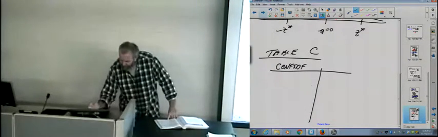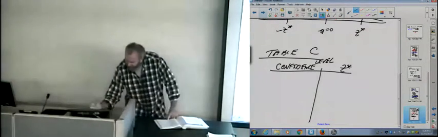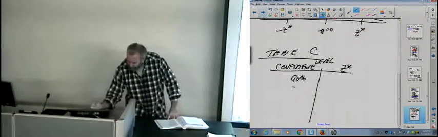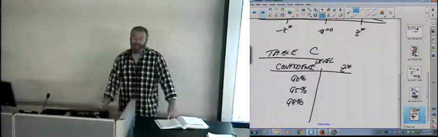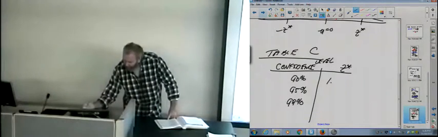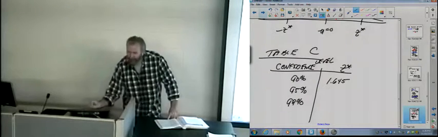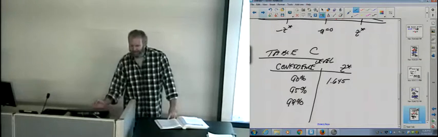There's 3 that I have in my head. And then the Z star. You'll always have this table. We like 90%. We like 95%. And we like 99%. So off of that table C, the Z star for 90% is 1.645. What's 95%? Notice it's not 2 exactly, is it? What is it, 1.96?